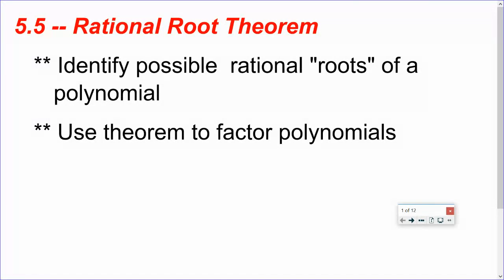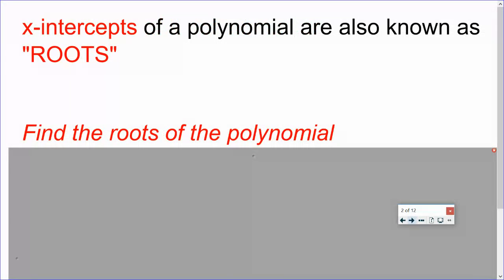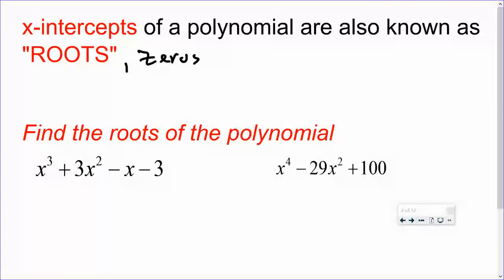So then, identify the rational roots, and here is how we're going to do this. It's actually really pretty easy. The x-intercepts are also known as the roots. They're also known as the zeros and the intercepts. So there's a lot of ways to find the roots of a polynomial. Now here's the grand scheme of things.